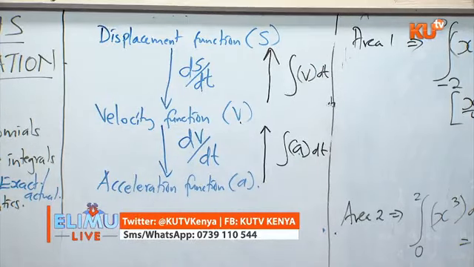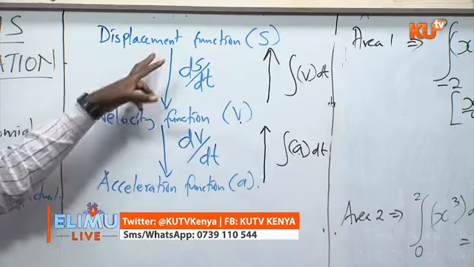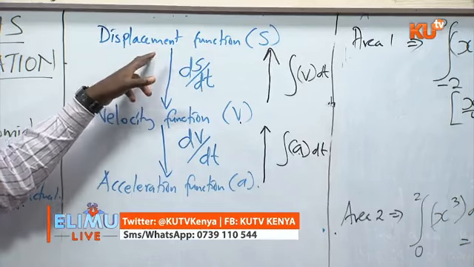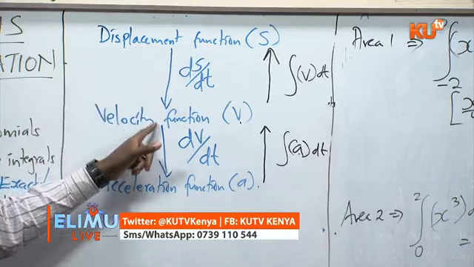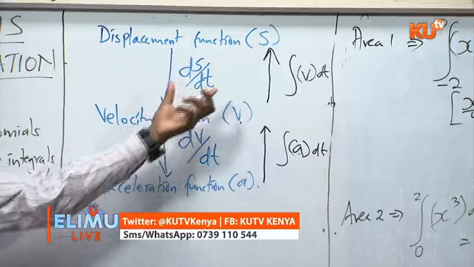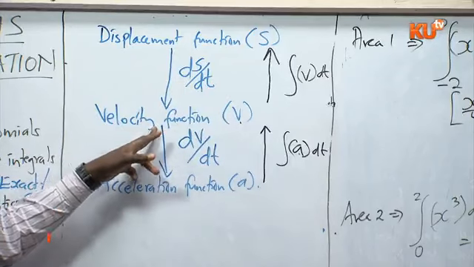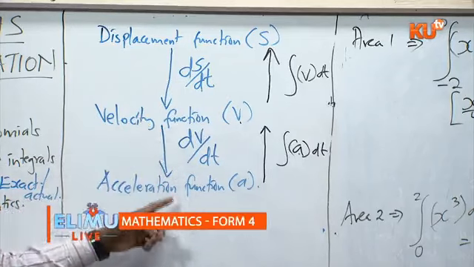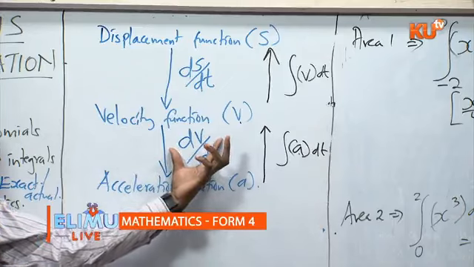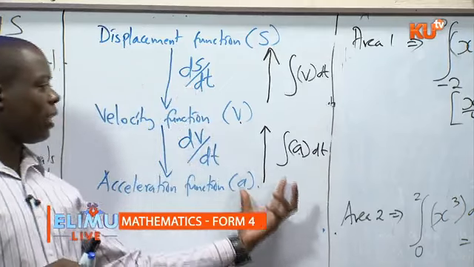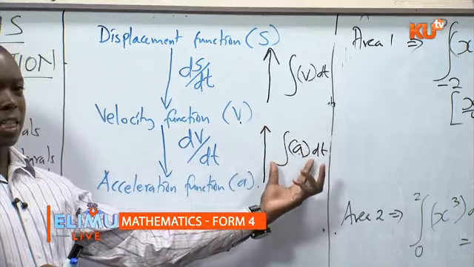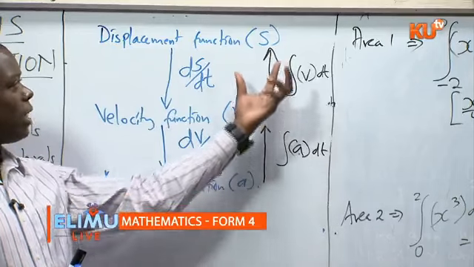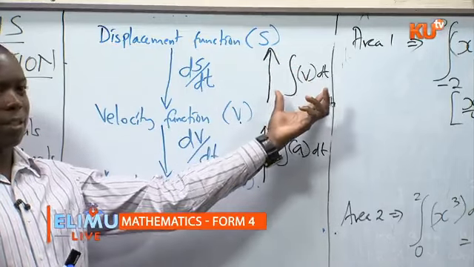Those are the two things that you need to master. When you're given a displacement function with respect to time, to get velocity, we differentiate. When you're given a velocity function with respect to time, to get acceleration, we differentiate. But now when you have acceleration, to get velocity, you integrate. When you have velocity, to get displacement, again you integrate.